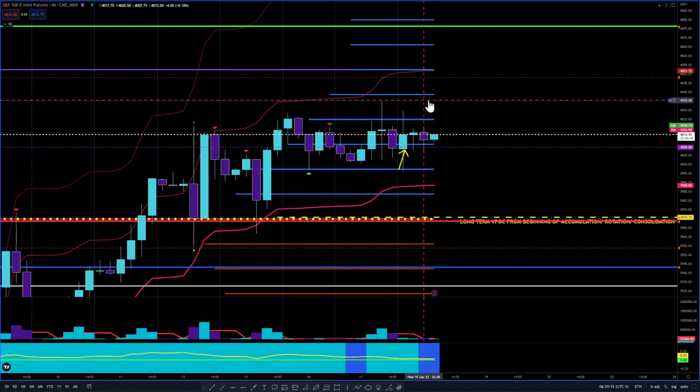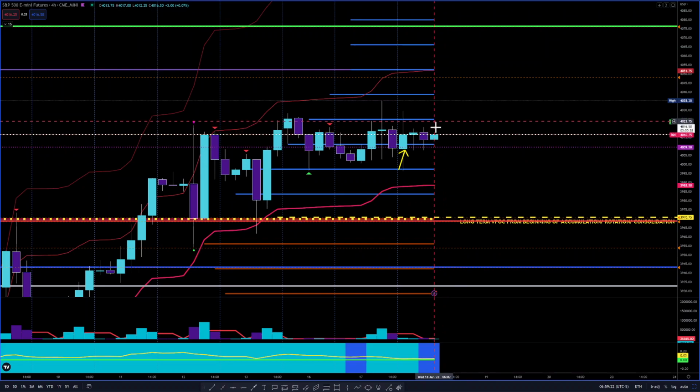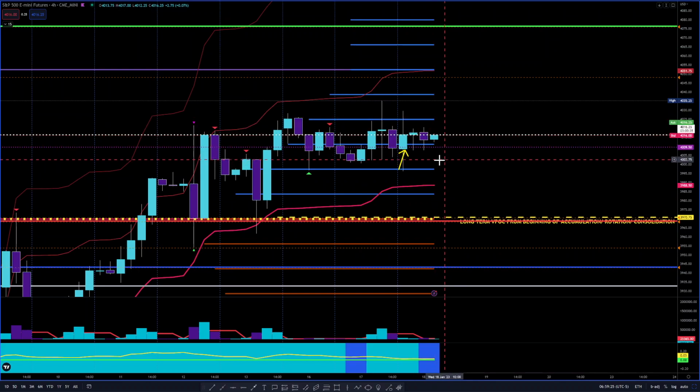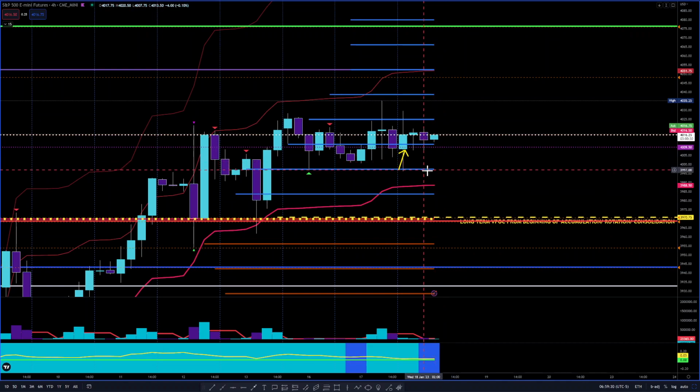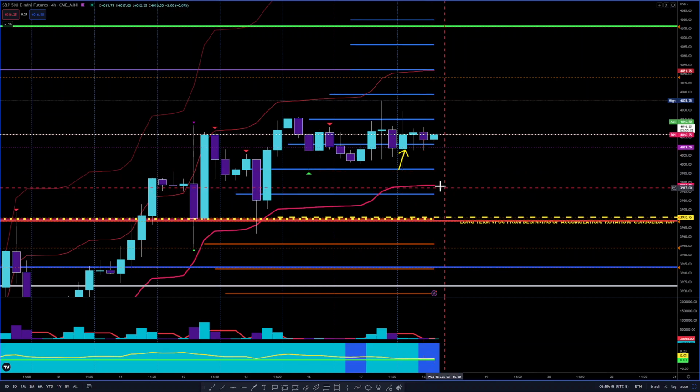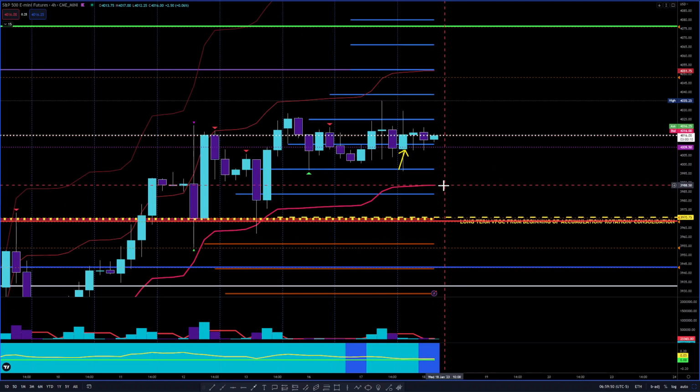The top of the range here is 4034.75. So all of that is in play right now, unless we get like a rejection and it comes back down to the lower end of the range around 4002. At this wick here, we tested the bottom of the range here at 3997.25, even a little lower, 3996.50.